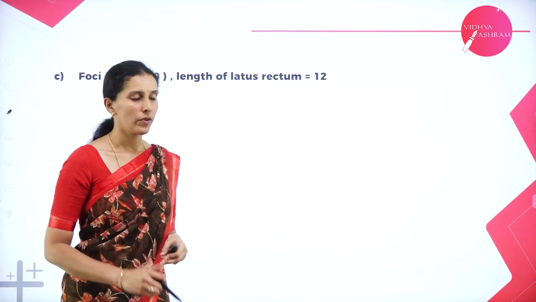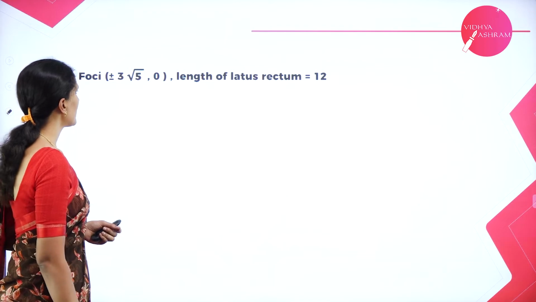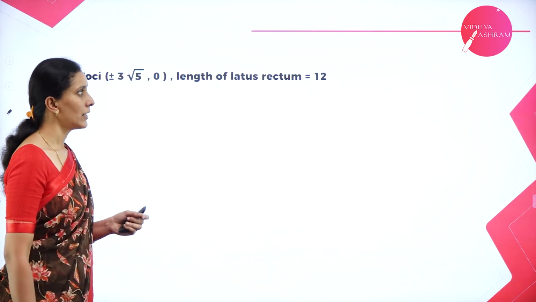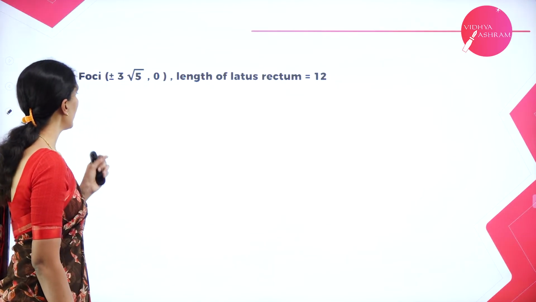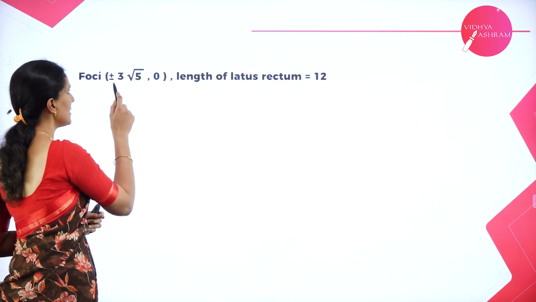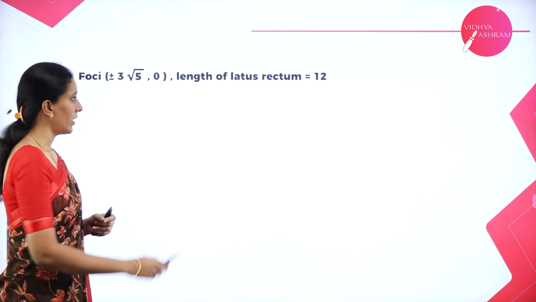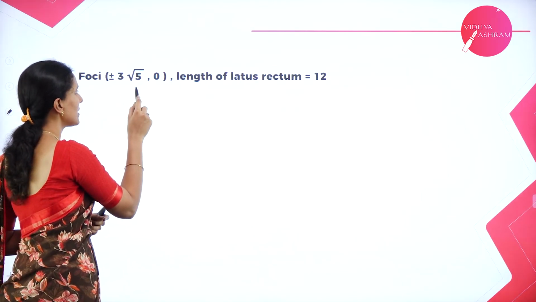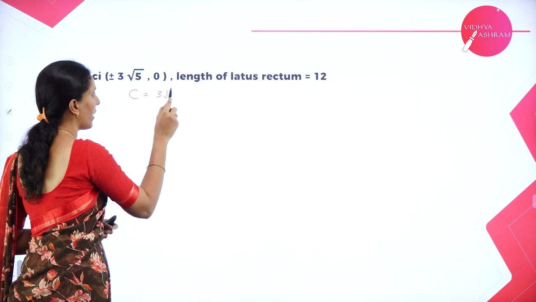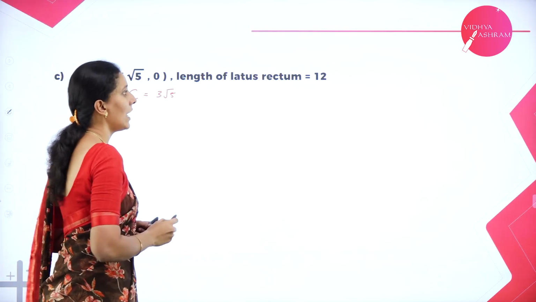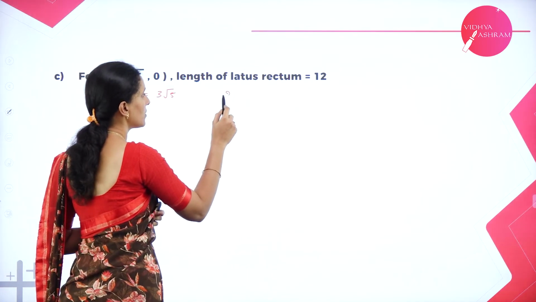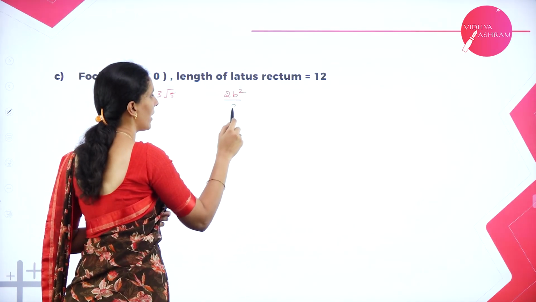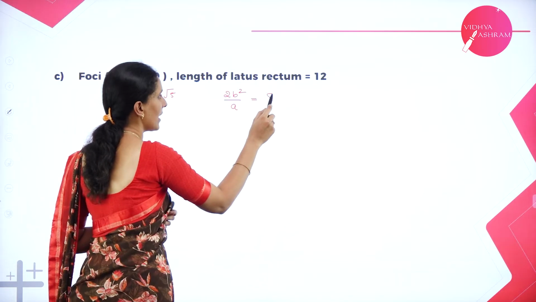Now the next one: the foci are plus or minus 3 root 5, 0. The length of latus rectum is 8. So therefore here from the foci, since they lie on the x-axis, what we can conclude is c is equal to 3 root 5. Now here, length of latus rectum can be written as 2b square divided by a. The value is given as 8.